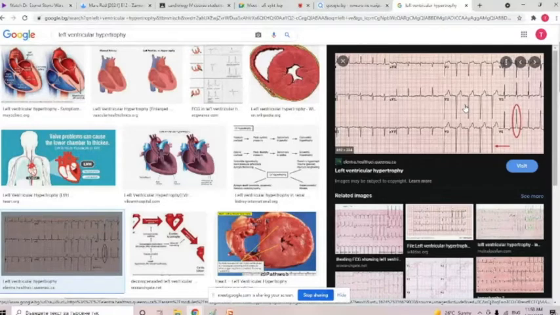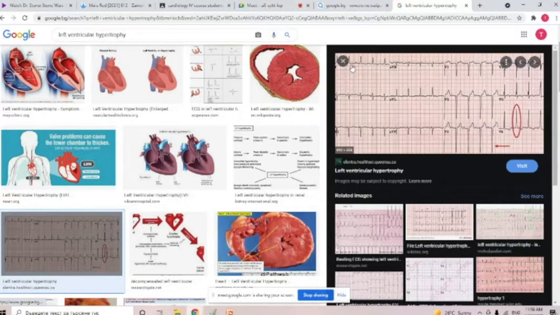Okay. Did you get it? If you are looking at one of the R waves, then it's 25. If you are looking for the sum of R plus S, then it's more than 35. There are several other criteria: R in lead aVL, and R in lead I. The R in lead aVL is more than 11 millimeters, and R in lead I more than 15 millimeters.